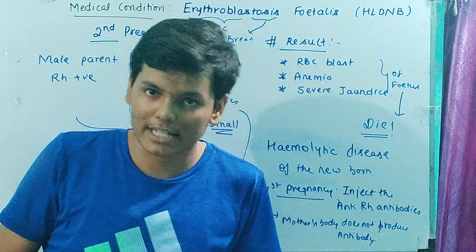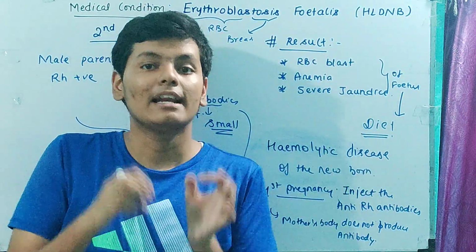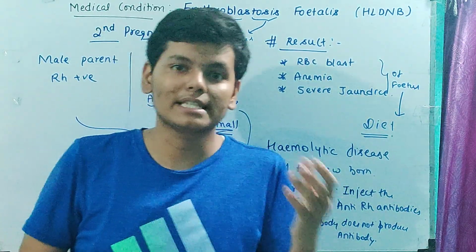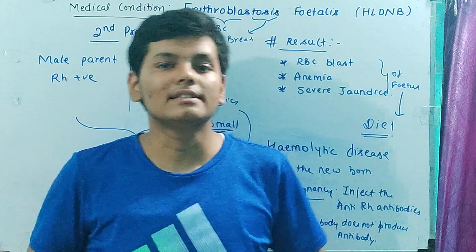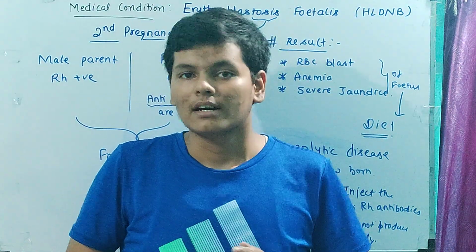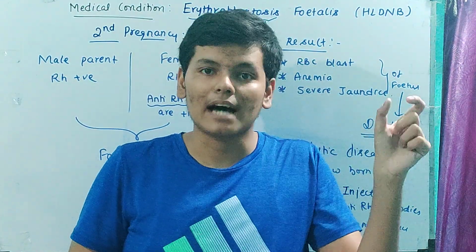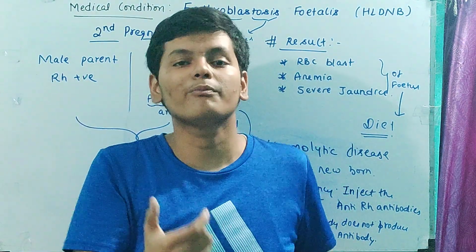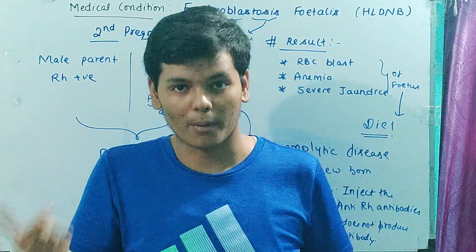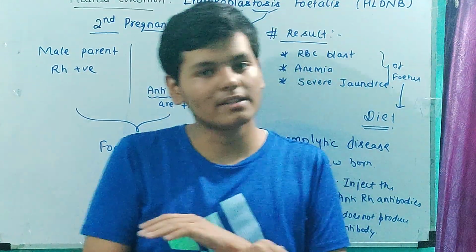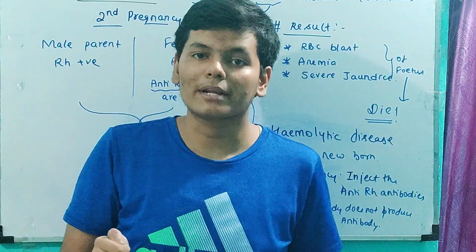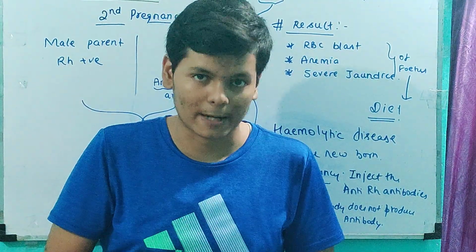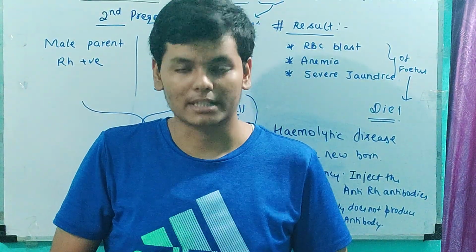So this was the condition that is called Erythroblastosis Foetalis. Let us revise what this is. Erythroblastosis Foetalis is also called Haemolytic Disease of the newborn. This is a condition in which, if the male parent is Rh positive and the female parent is Rh negative, then the fetus is Rh positive because Rh positive is a dominant gene. In the first pregnancy, everything is good, there is no complication because the blood of the fetus and the blood of the mother is separated by the placenta. So there is no mixing of the bloods.